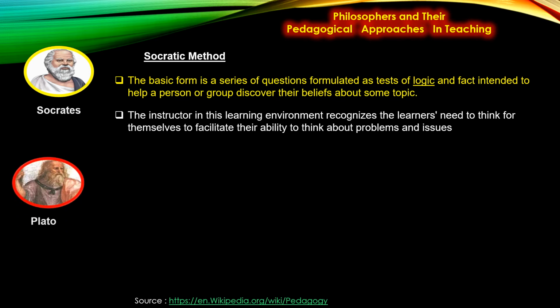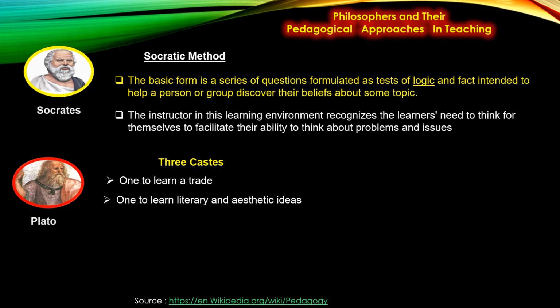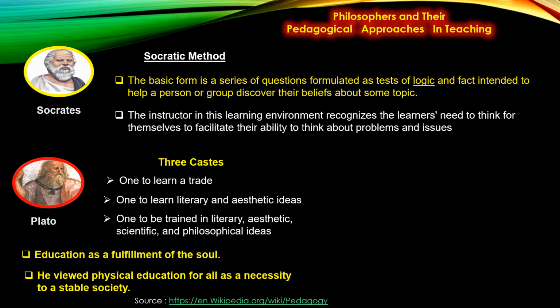Second is Plato. He describes three castes: one to learn a trade, one to learn literary and aesthetic ideas, and one to be trained in literary, aesthetic, scientific, and philosophical ideas. Plato saw education as fulfillment of the soul, and by fulfilling the soul, the body subsequently benefited, and he viewed physical education for all as a necessity to a stable society.